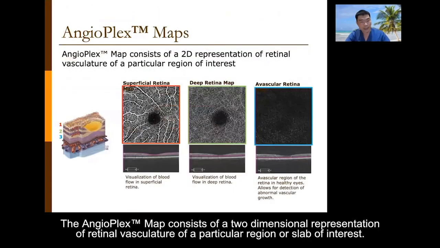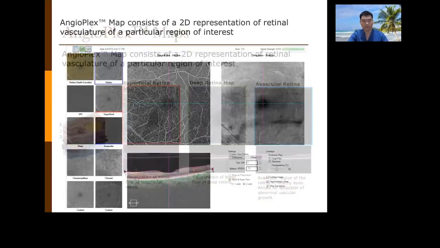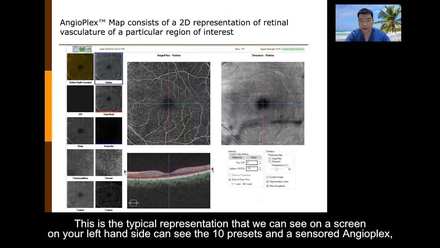This Angioplex map consists of a two-dimensional representation of retinal vasculature of a particular region or slab of interest. You can see it can be divided into a superficial, deep, and avascular retina, denoted by the red, green, and blue color respectively. This is a typical representation that you can see on the screen.